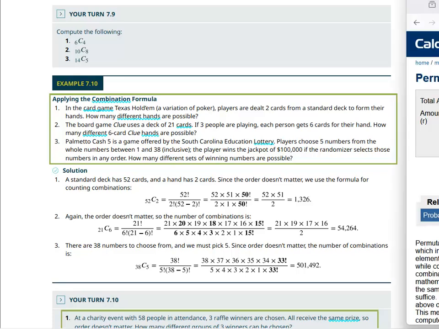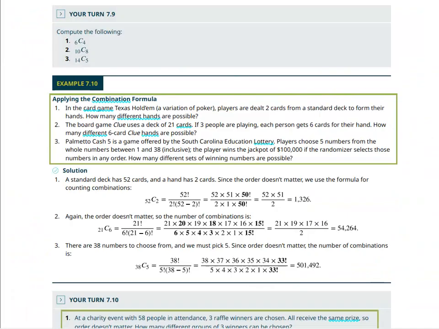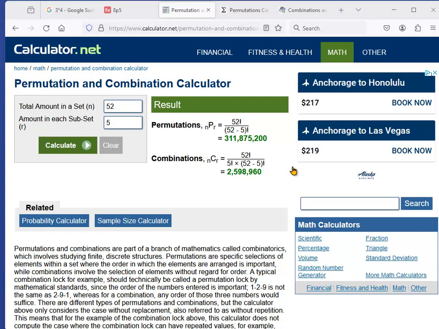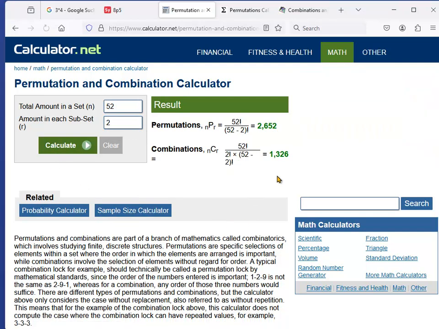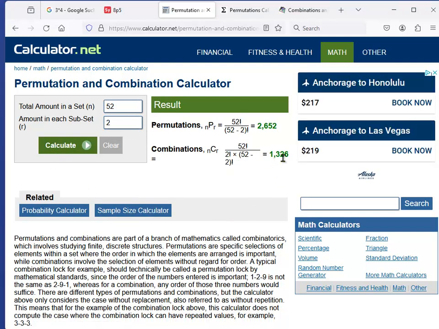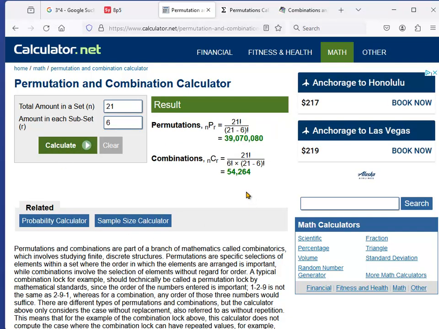So I want to put this one over here, and I push this to the side so I can look myself at these here. So the first one was Texas Hold'em, 2 out of 52. There we go. That's if you check, 1,326 was the answer there. And then this one here is the Clue game, the 54,000. You will see that in the book. And then the other one was the lottery, 5 out of 38.